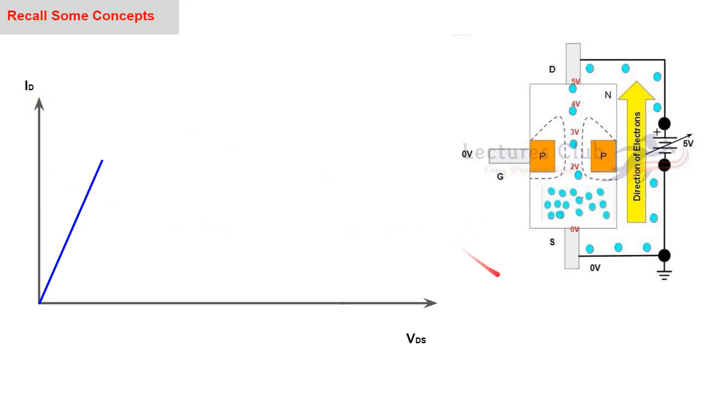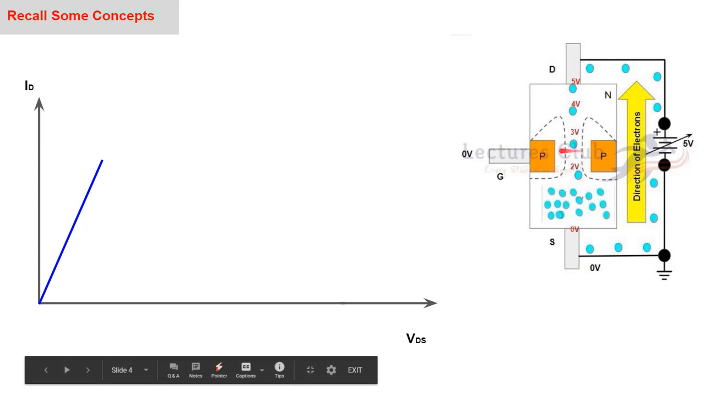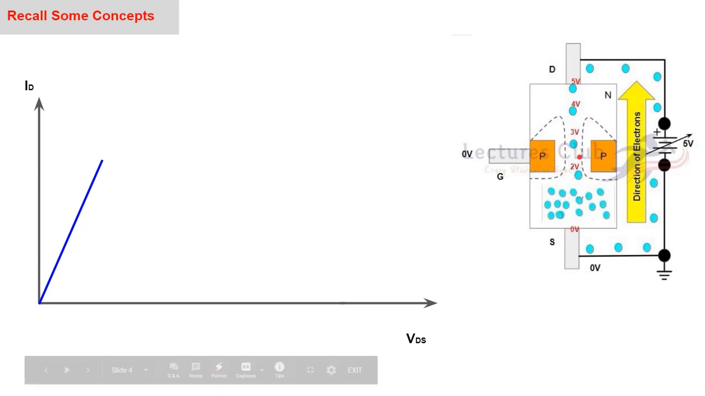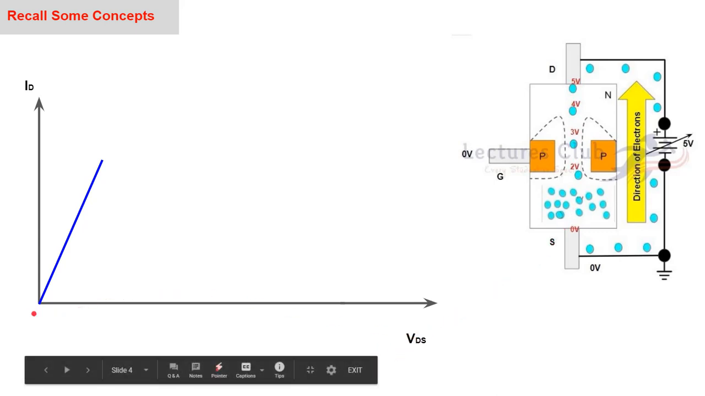The drain current will increase because the width of the channel is very large, or the resistance of the channel is almost constant, and the depletion region is not large enough to put an impact on the width of the channel or on the flow of electrons. So current will increase. When you increase the voltage, current will increase, and this behavior is linear. You can observe this blue straight line is representing the linear behavior of the JFET.